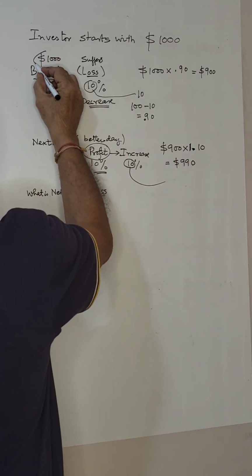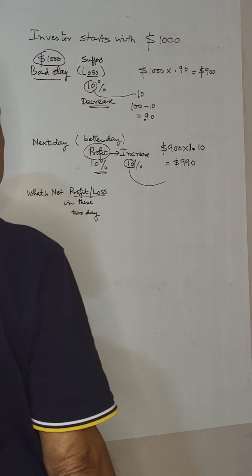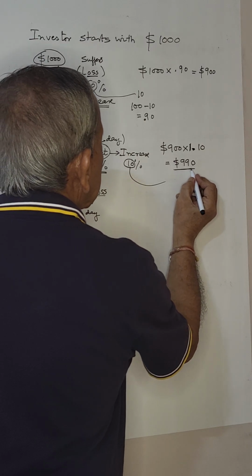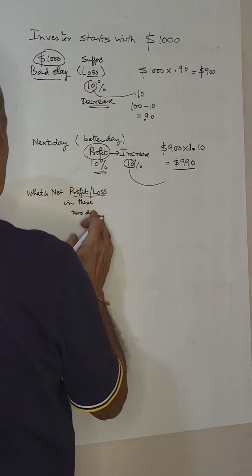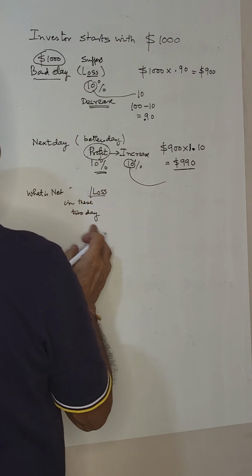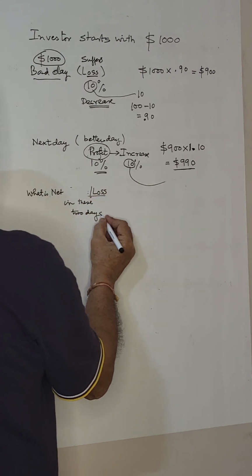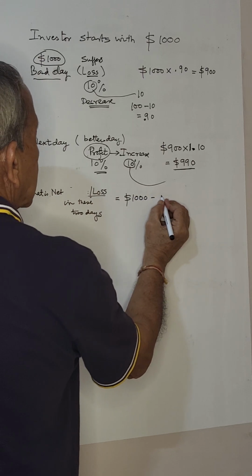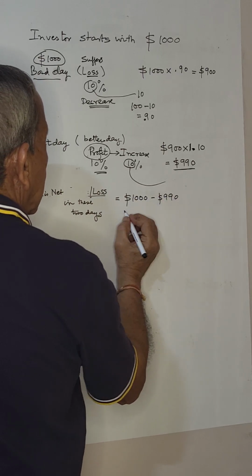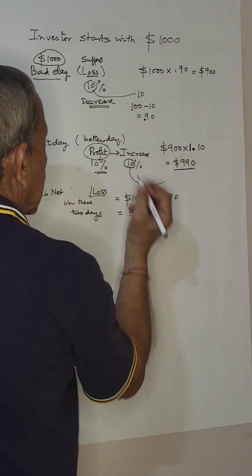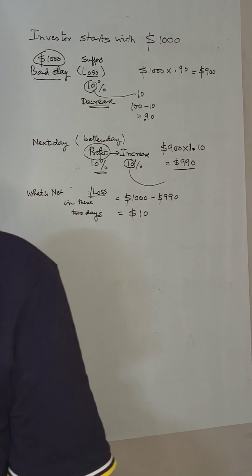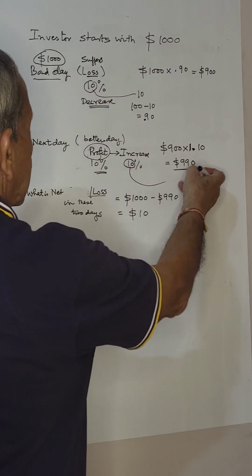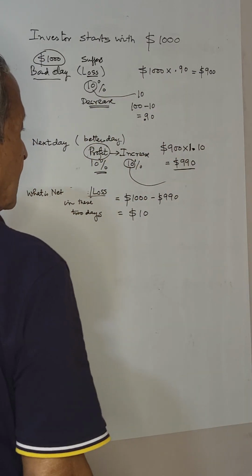He started the investment with $1,000, and at the end of the second day the money is $990. So there is a loss. What is the net loss? There is a loss in these 2 days, and the loss is $1,000 minus $990, which is equal to $10. Net loss. Why? The decrease was 10% and the increase was 10%. Why is it not $1,000?